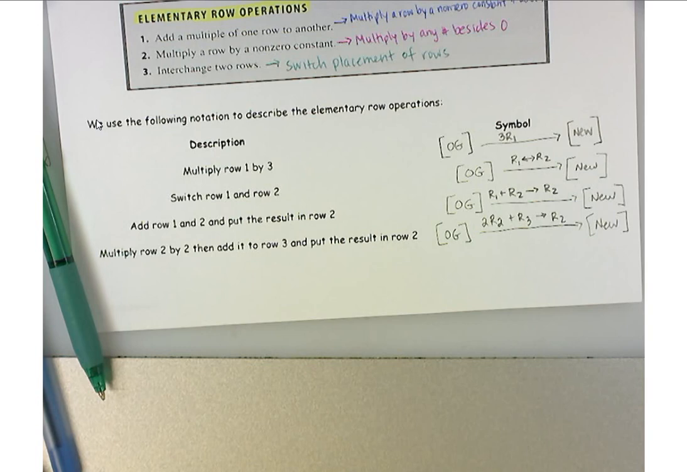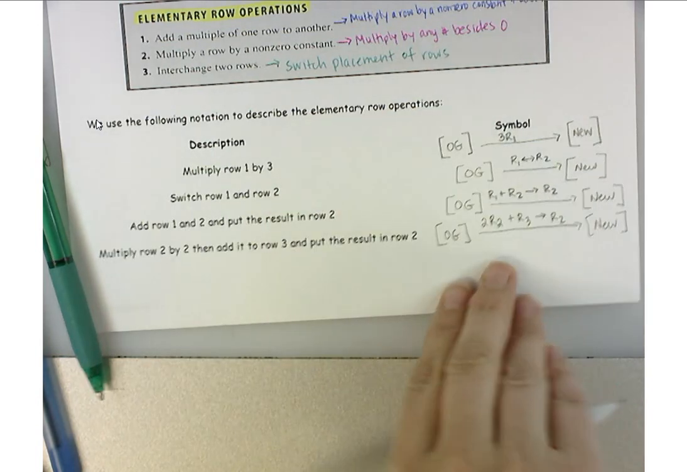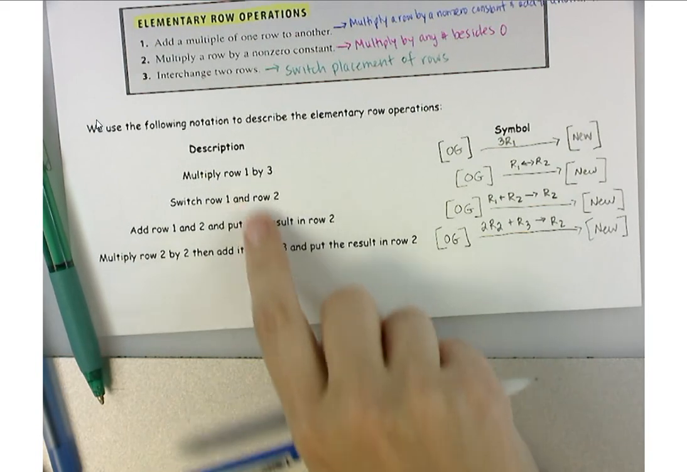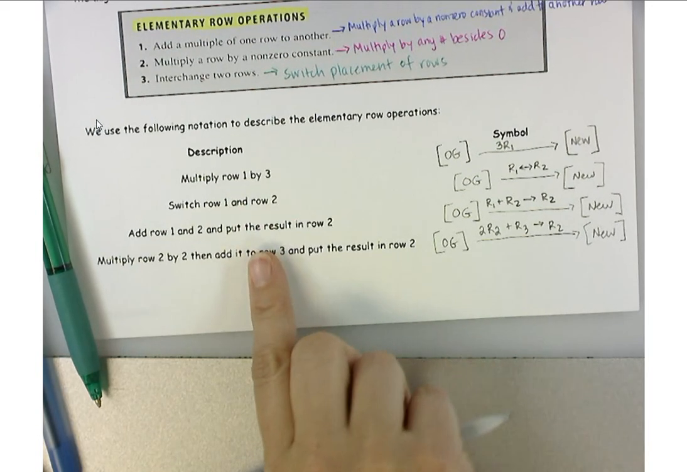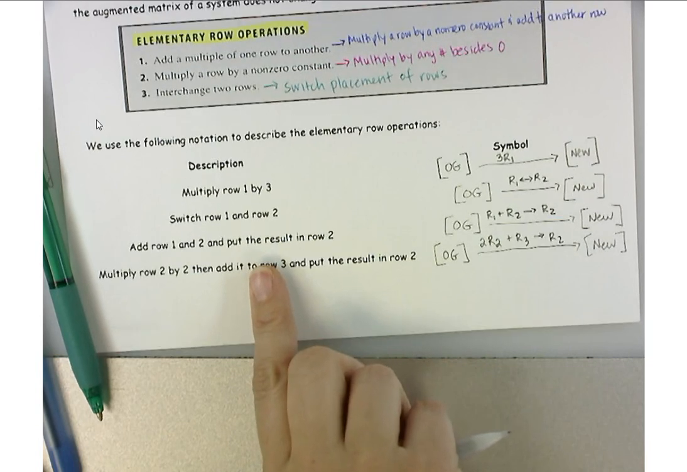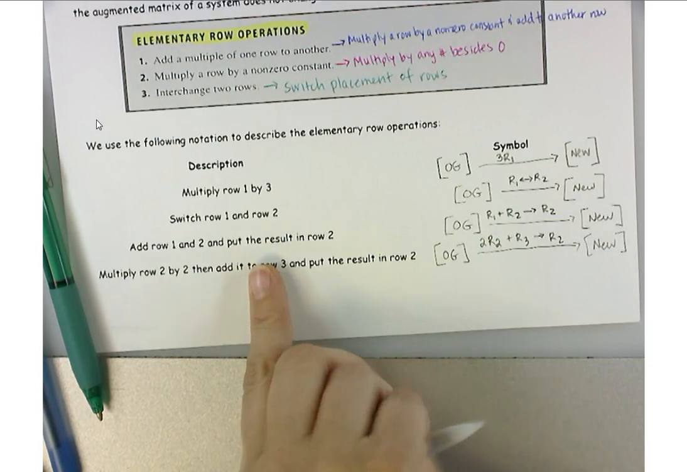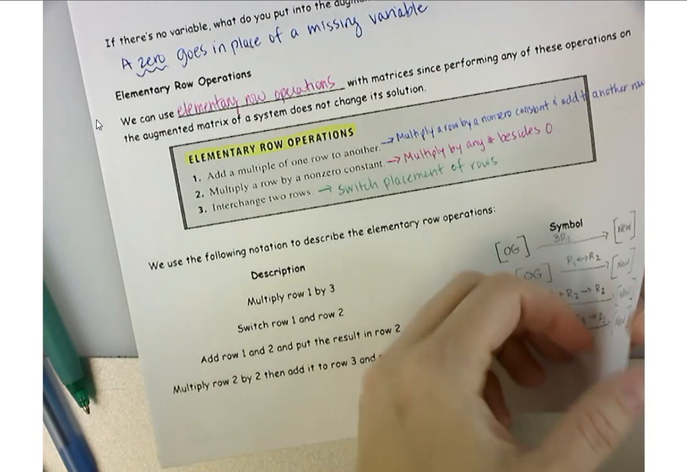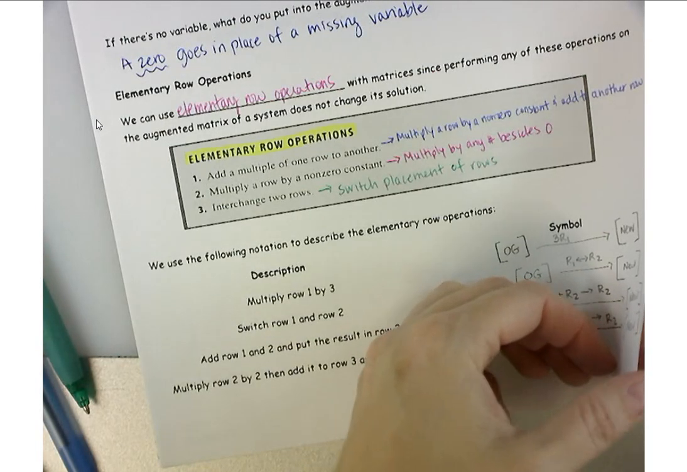Okay, so this is the notation that we're going to use as we go from one step to another. These were just some examples of things that you can do. You're going to be able to choose what steps you want to take in order to solve.